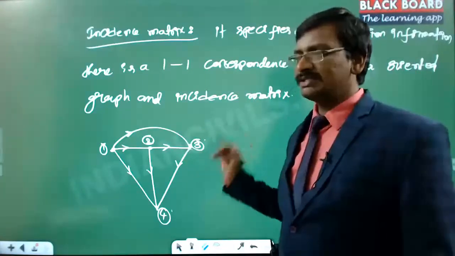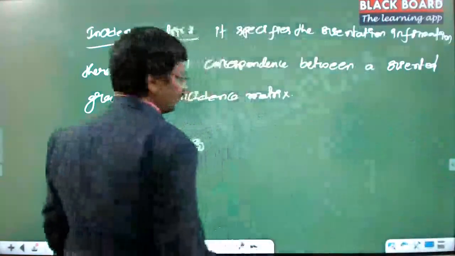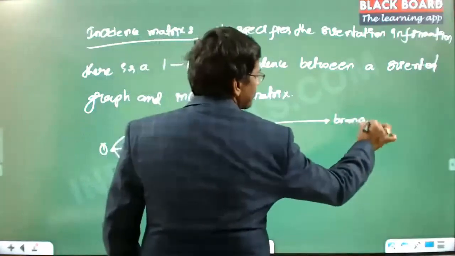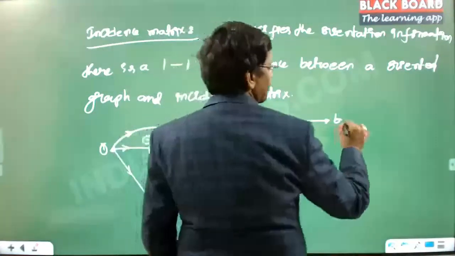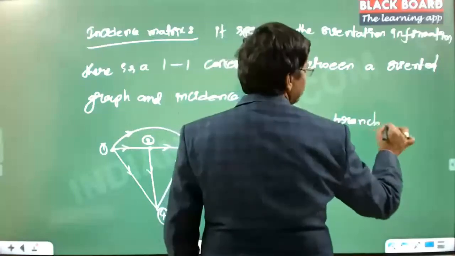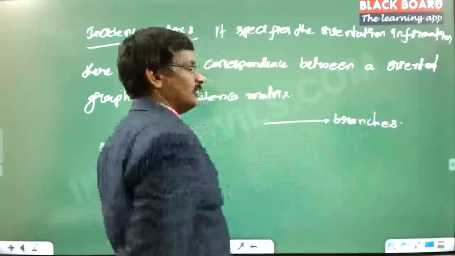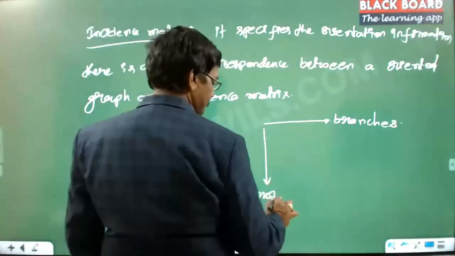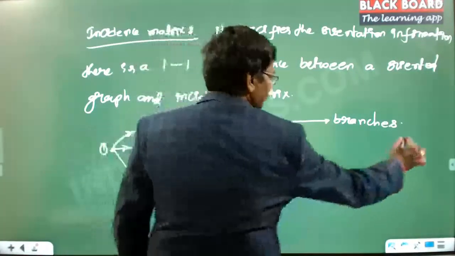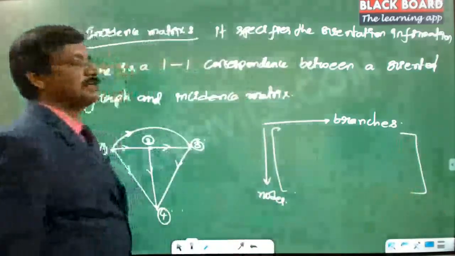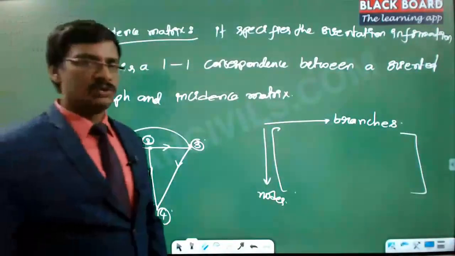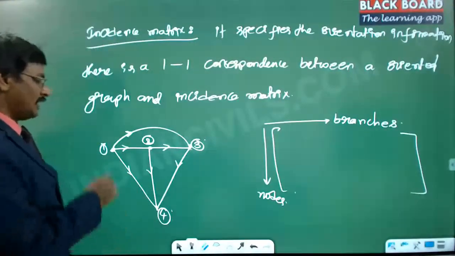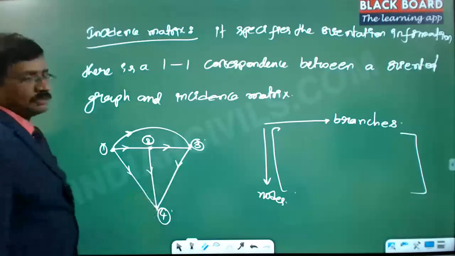Got it? Now for the incidence matrix, what we do is, the branches will be placed horizontally and the nodes will be placed vertically, and we will prepare a matrix out of it. Horizontally branches, vertically the nodes, and we will prepare the matrix out of it. And here the number of nodes is 1, 2, 3, 4, so four nodes are there.